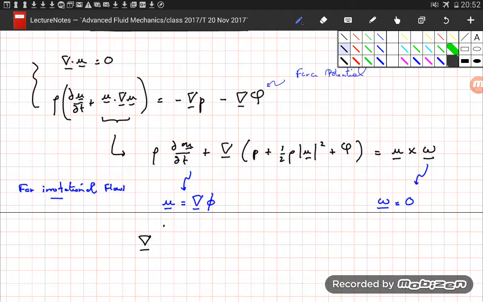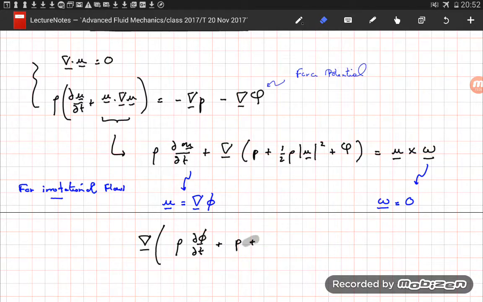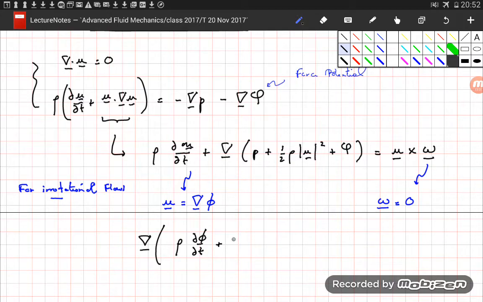the gradient of rho d phi dt, plus, sorry, let me just write it in another way, plus 1/2 rho times the norm of the velocity squared plus p plus the force potential phi is equal to 0.